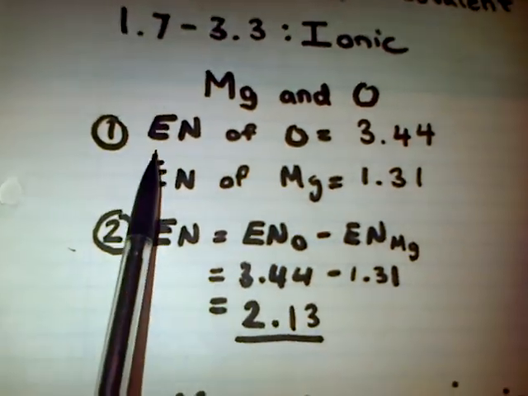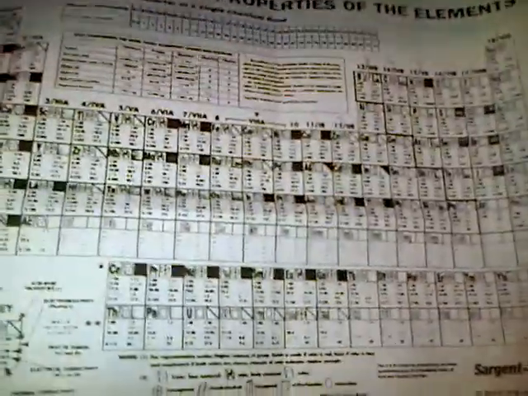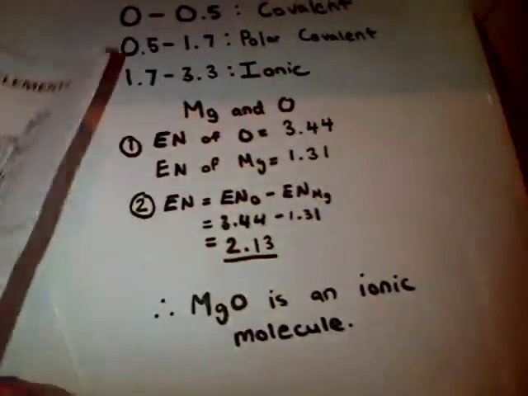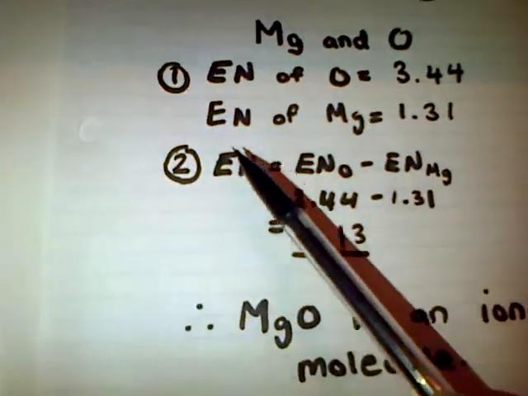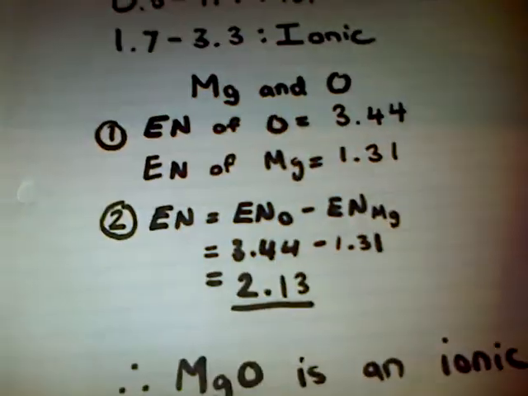So the electronegativity of oxygen is 3.44. You can refer back to this periodic table to find the electronegativity values for the element you want. But yeah, so magnesium has the electronegativity value of 1.31.